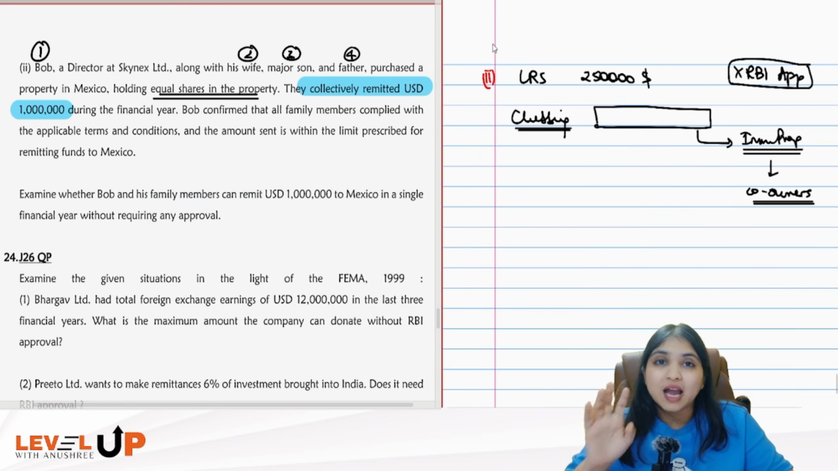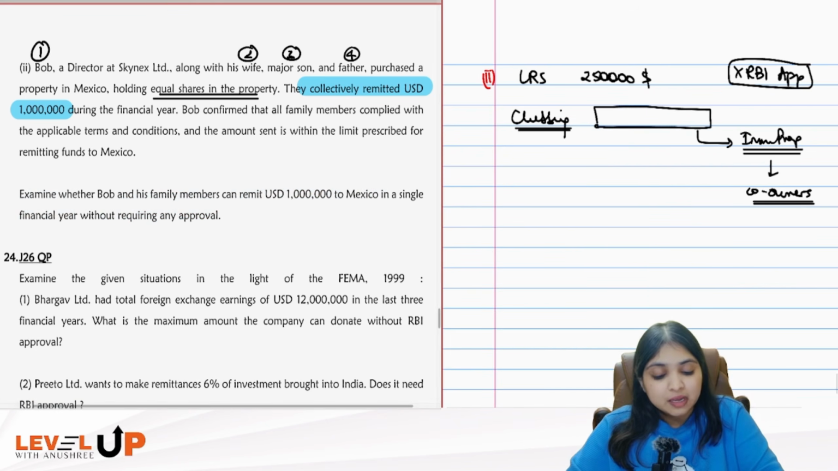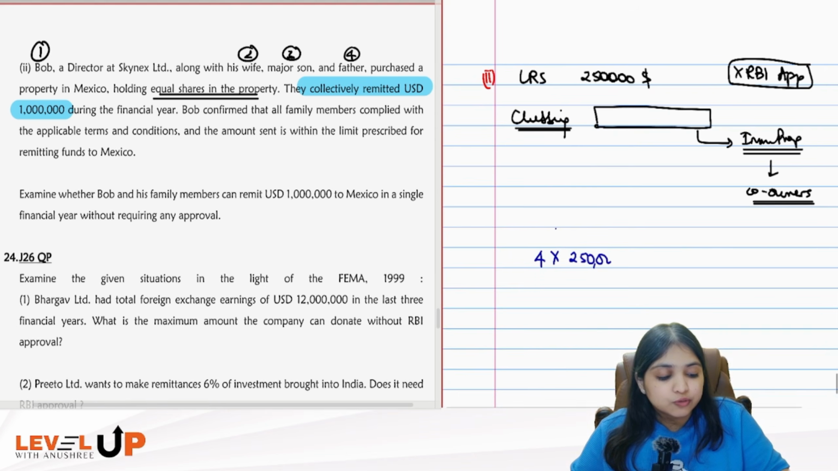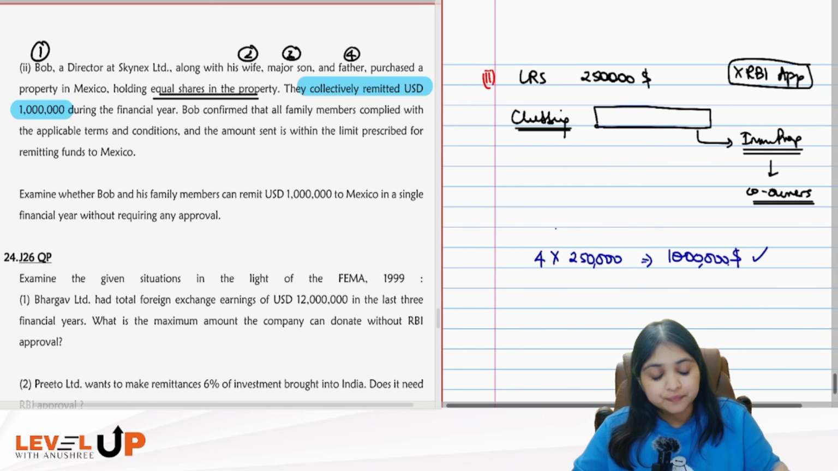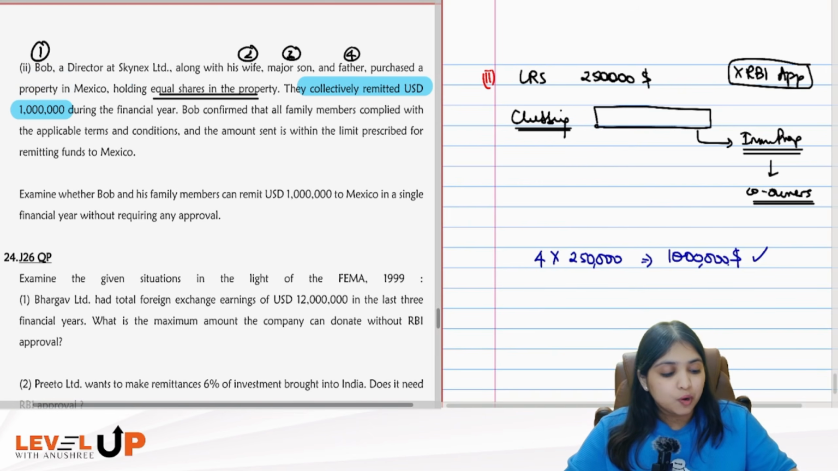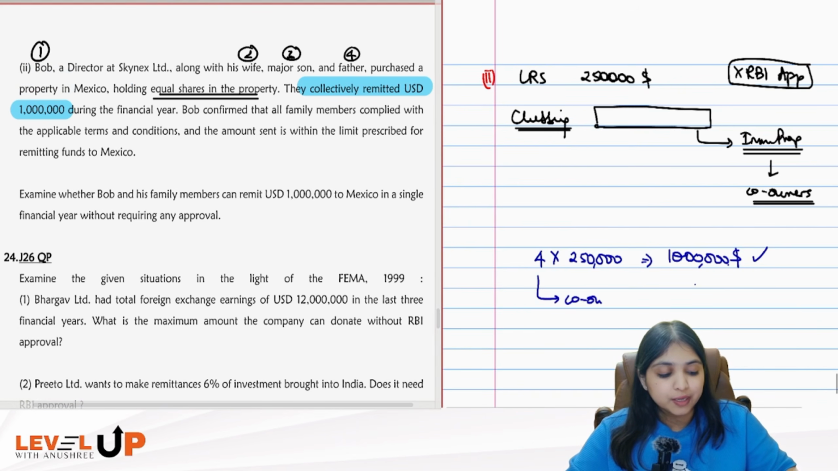Examine whether Bob and family members can remit this $1 million to Mexico in a single financial year without requiring any approval. See, ideally limit is $250,000 only. But here we're talking about 4 people. So 4 people consolidating their limit together, 4 people into $250,000 is going to become $1 million, guys. So up to $1 million, yes, they can remit. But they're remitting this to buy one property in Mexico. Now in that property, all these 4 people have to be co-owners.